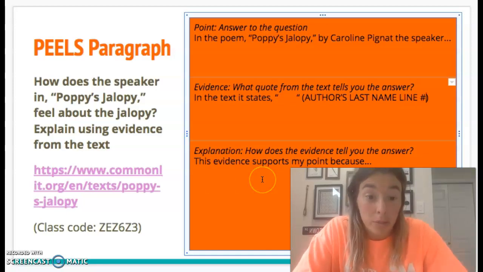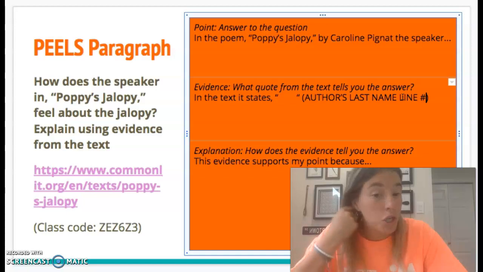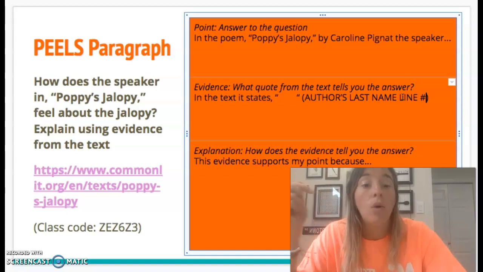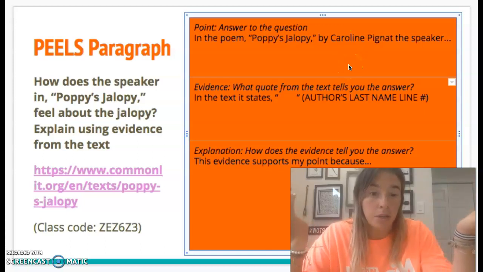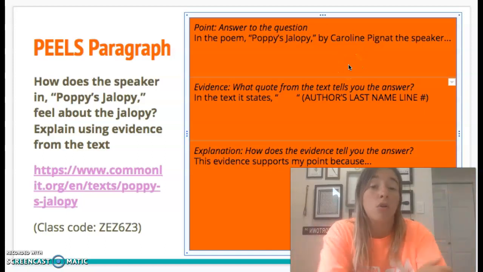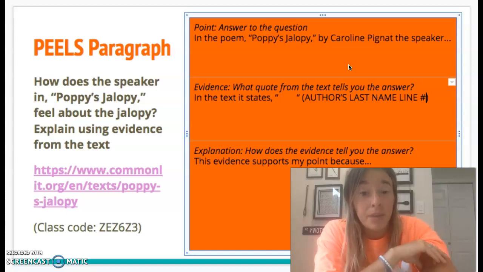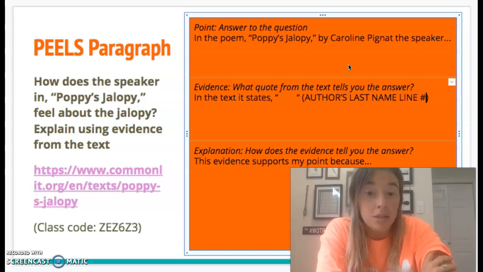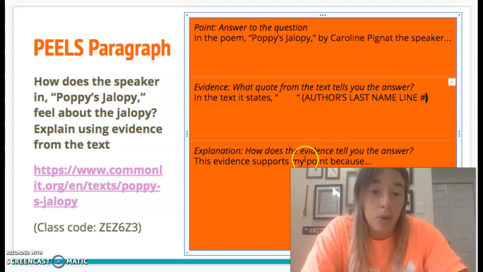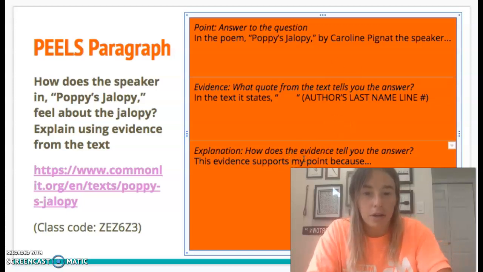So that's what you're going to be doing. All right, the author's last name, which is going to be the same for everybody because it's the same author. The line number is what's going to change for people because maybe what one person thinks is the best evidence to prove their point, the other person thinks something different. And also at the same time, you guys are all going to be having different points. And then explanation. How does the evidence tell you the answer? This evidence supports my point, or supports, how could I do that?